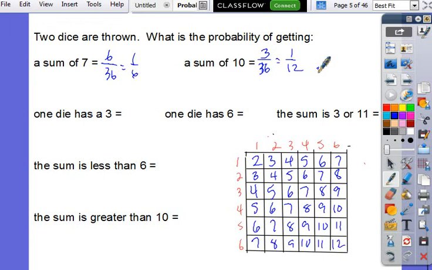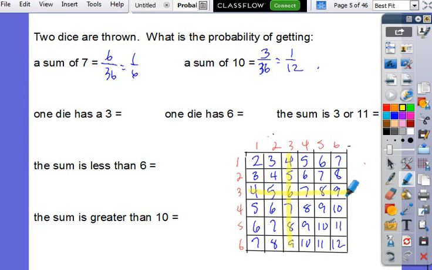One die has a 3. Now notice it's not asking for the sum anymore. It's saying one of them has a 3. All of these have a 3, right? This is a 3 and a 1, a 3 and a 2, 3 and a 3, so on. And all of these have a 3. Right? How many is that total? Most people want to say 12 to start with. It is not 12.